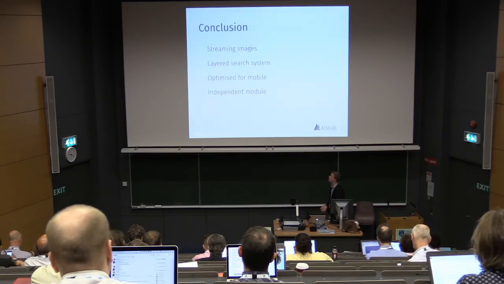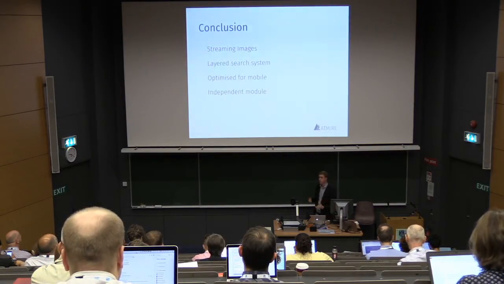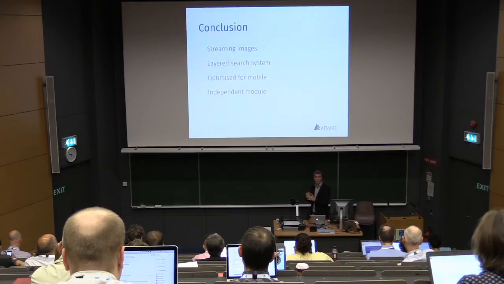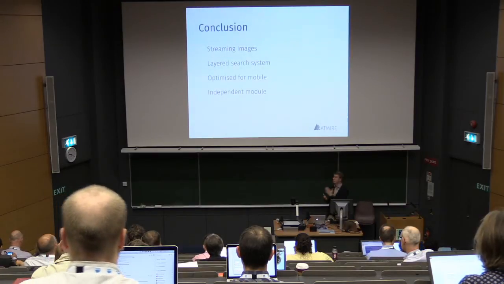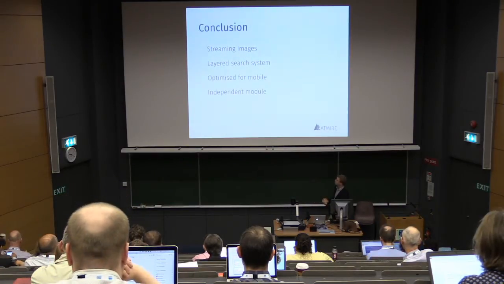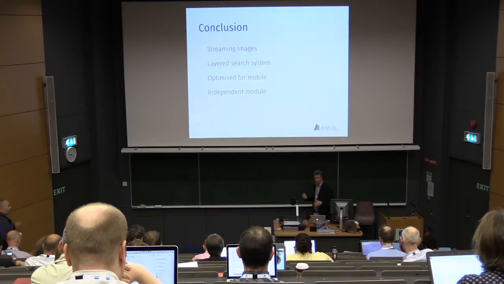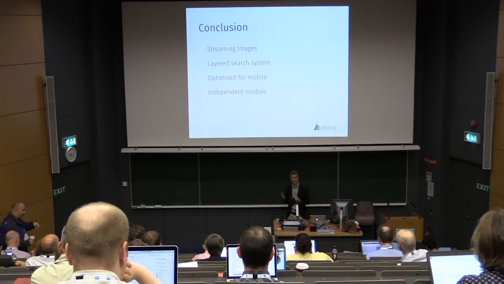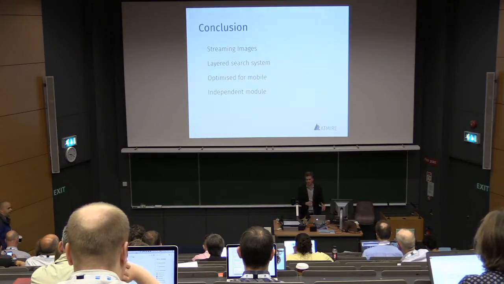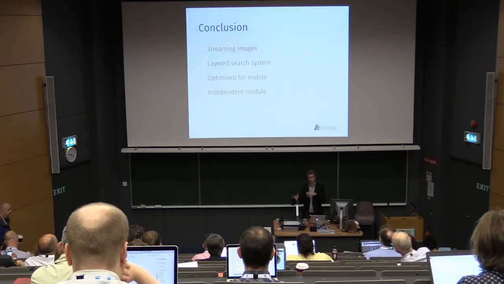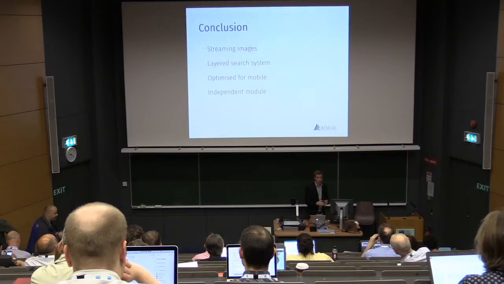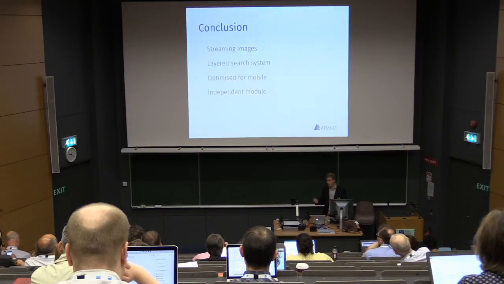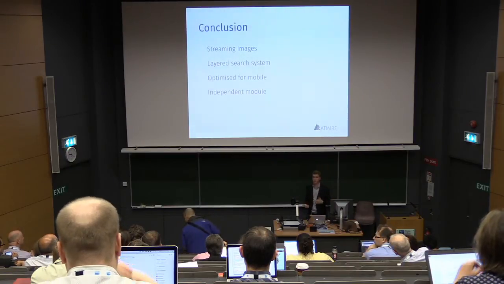So, in conclusion, we made sure that we're streaming documents by streaming the images of each page to the end user so that they can instantly start reading a document. We're using a layered search system because search becomes a bit more challenging when we're streaming a document and not sending it at once. We also made sure that it's optimized for mobile use, because of course we are living in a mobile era and we'll be using mobile devices more and more.